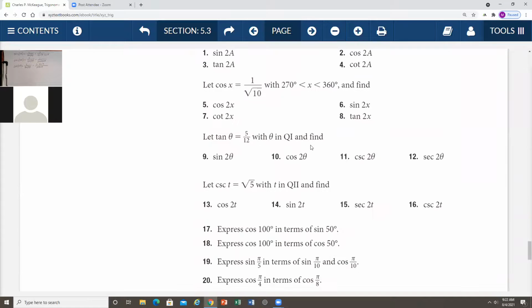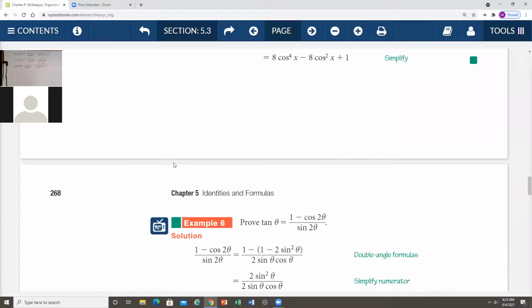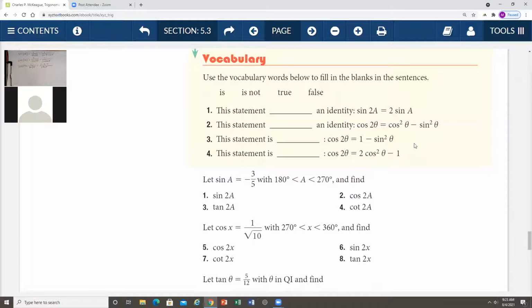All right, so let's go down here. The problems begin here on page 269, I believe. All right, so page 269. Let's look at number 1 here. This statement blank an identity: sine of 2a is equal to 2 times the sine of a. Is it correct to say that? Sine of 2 times a is equal to 2 times the sine of a?